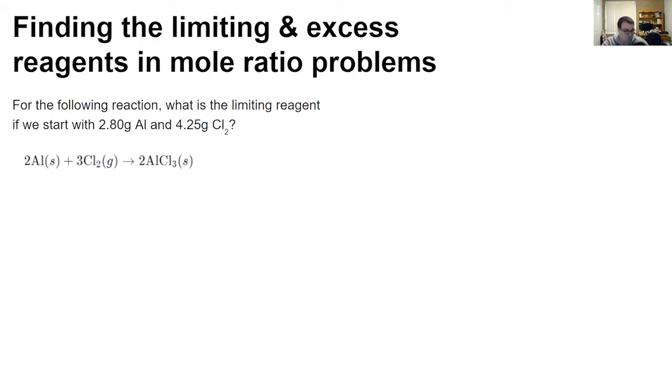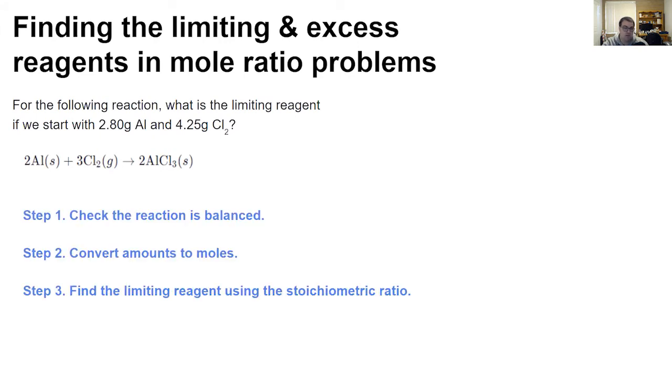And so to solve this problem, the steps we should take: check that the reaction is balanced. That's the first step in any type of chemistry problem. Step 2, convert both amounts to moles. And step 3, using the mole ratio, work out which of those 2 quantities of moles is the limiting reagent. So at this stage, we have how we need to solve this. Give it a go yourself. Hit pause. 1, 2, 3, pause. I'll wait, and then I'll go through it.